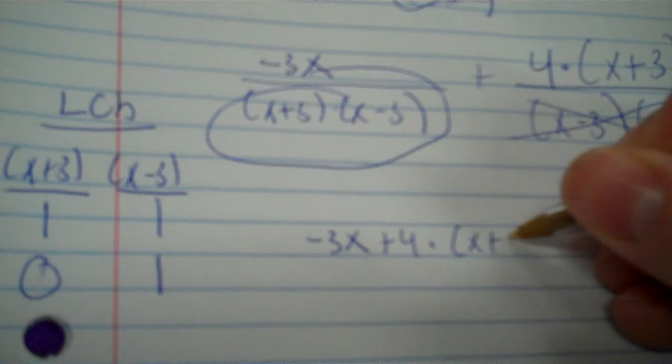Now you need to simplify the top. We have negative 3x plus 4 times x plus 3. Okay, the negative 3x doesn't have to be multiplied. Okay, so I have that. I got to take 4 times 1x and 4 times 3. So that's 4x, that's 12. So these go together, that would be 1x plus 12. Okay. And then I see if I can factor that, which I can't because the GCF is just 1.